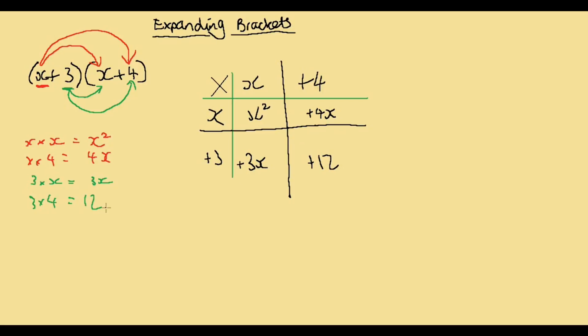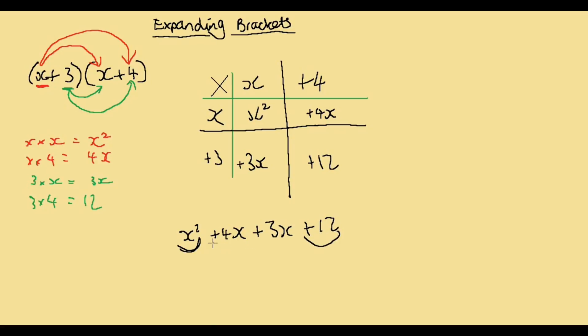Well, we've got all these 4 terms. So I can say I've got an x squared, a 4x, a 3x, and a 12. Either way you do it, you'll still get the same answer. Now we need to simplify it, or collect some terms together. What do we mean by collect terms? Well, if you can see, this x squared is on its own, this 12 is on its own, but this 4x and 3x can be joined together. 4x add 3x is 7x.